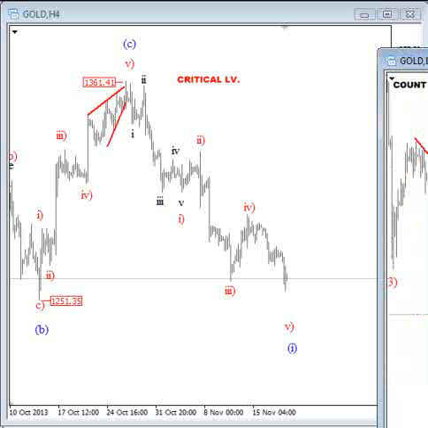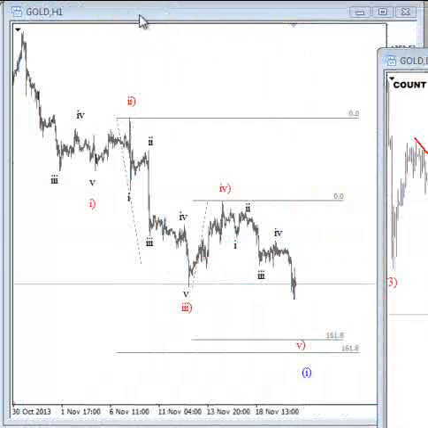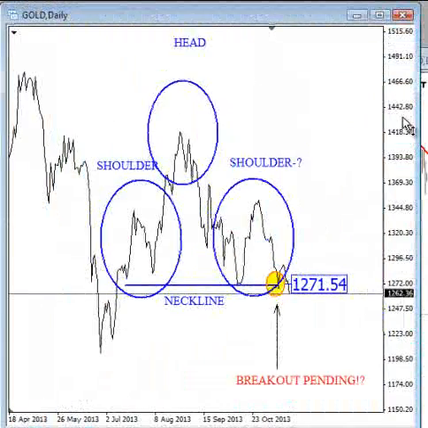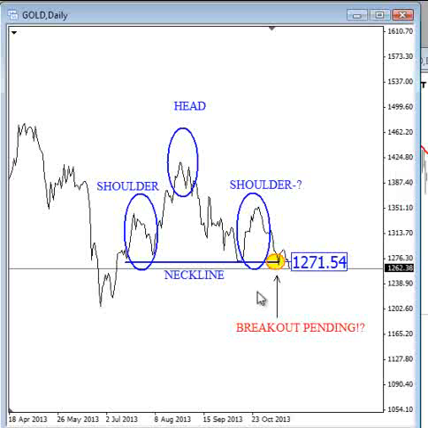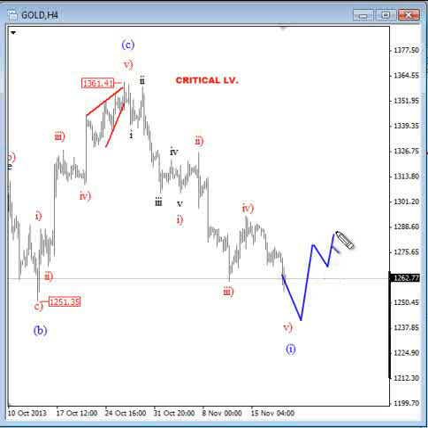Now on the daily line chart, where I have this, you can see that price is now at the lower side of this head and shoulders pattern. It's testing the neckline. So I suspect that we will see something more complex here, consolidation, and I believe that this will be wave 2 as shown here on the 4-hour chart, before this market will continue to the downside.